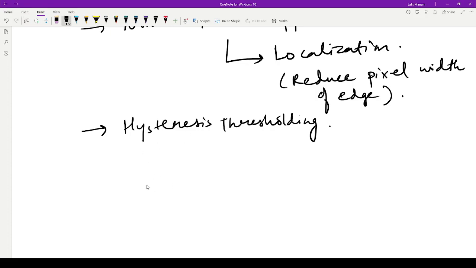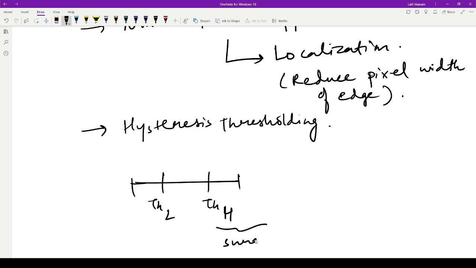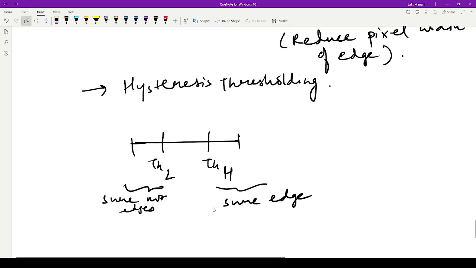The point is, in this specific case, you have two different thresholds. This is threshold low, and this is threshold high. Based on that, this part is sure edges, and this part is sure not edges.